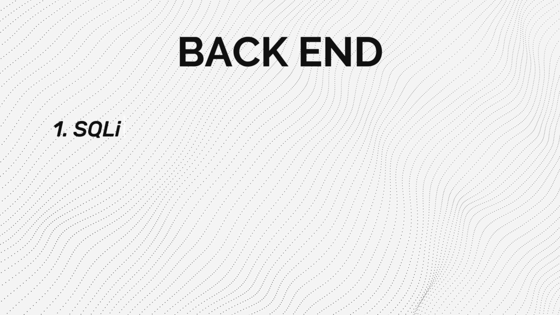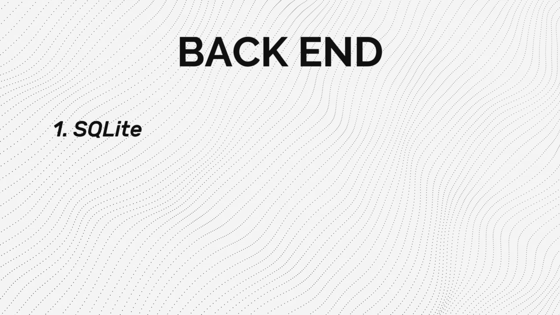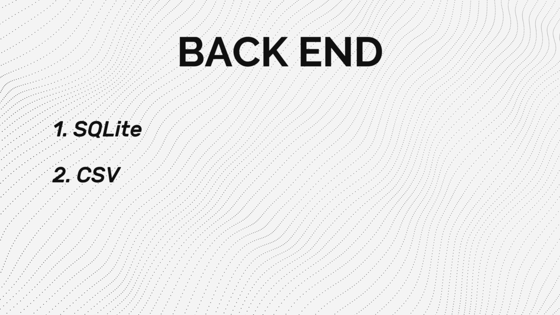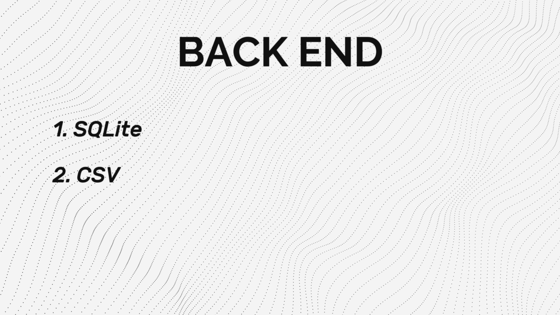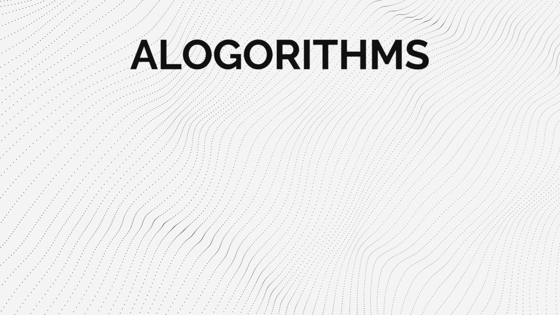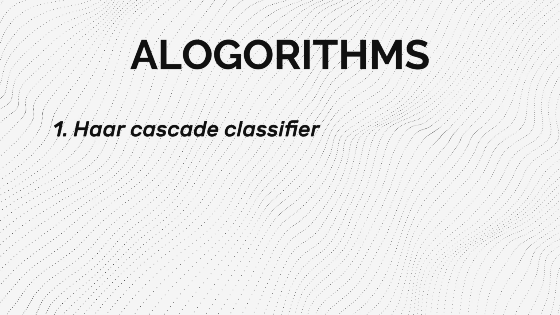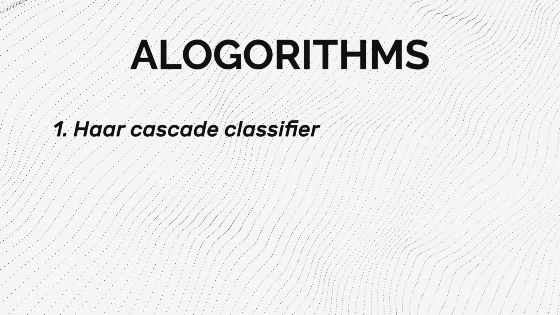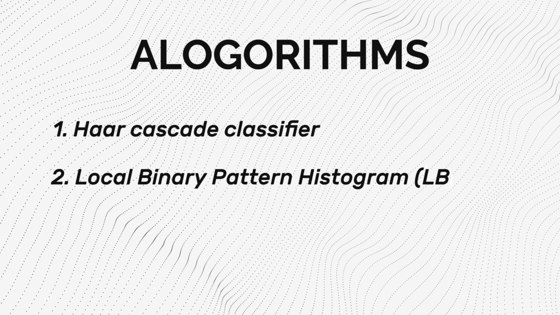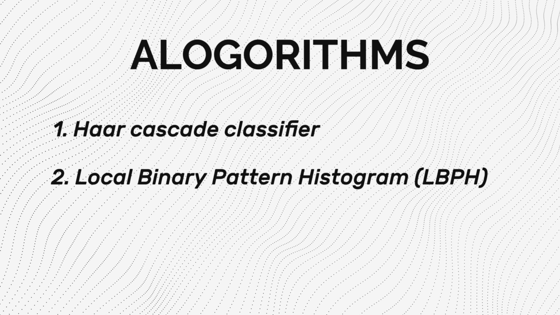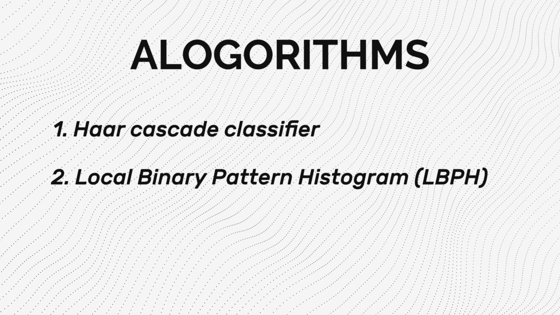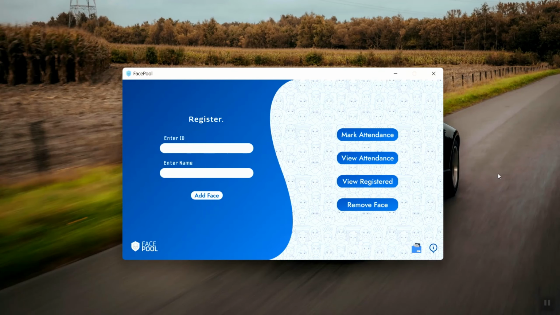And coming to backend, I have used SQLite for storing user details like ID and name, and CSV for maintaining attendance records. Coming to algorithms, we have used two algorithms. Number one, Haar Cascade classifier, which is used for face detection, and number two, LBPH algorithm, which is actually used for face recognition. So now let's understand about the UI and working of FacePool.